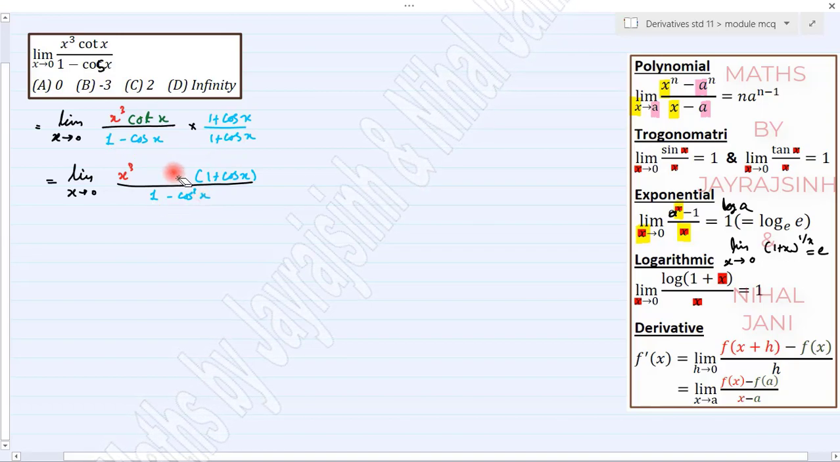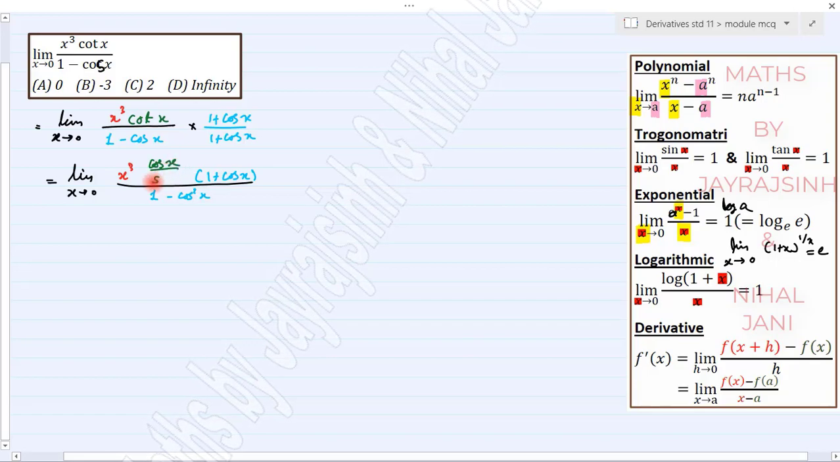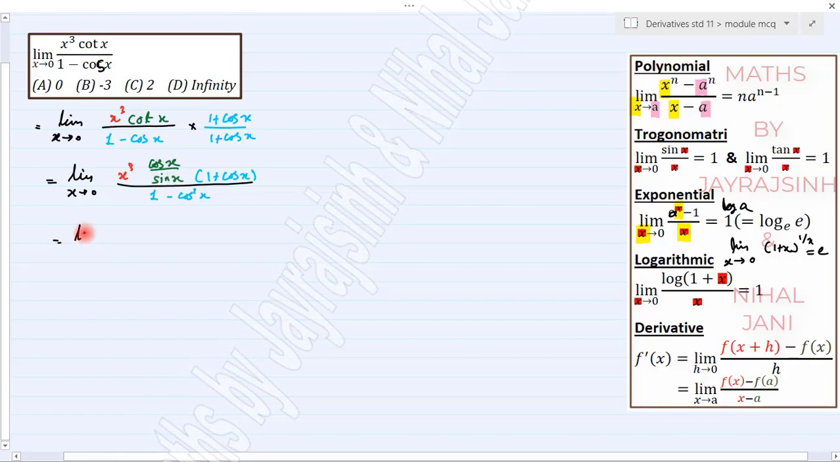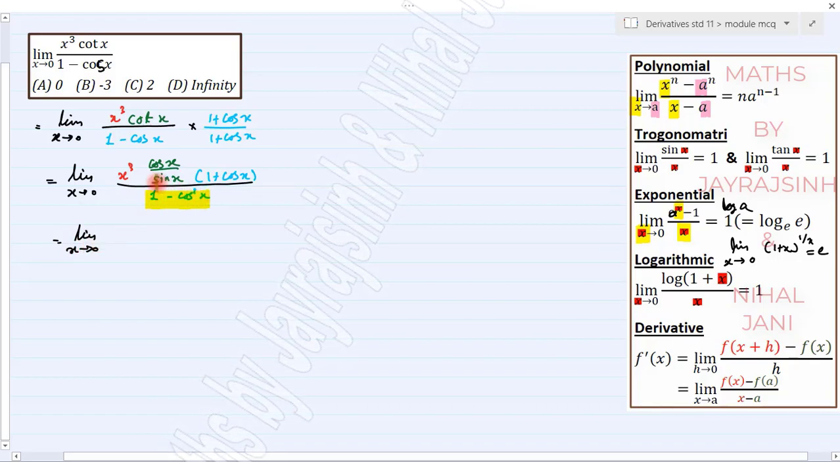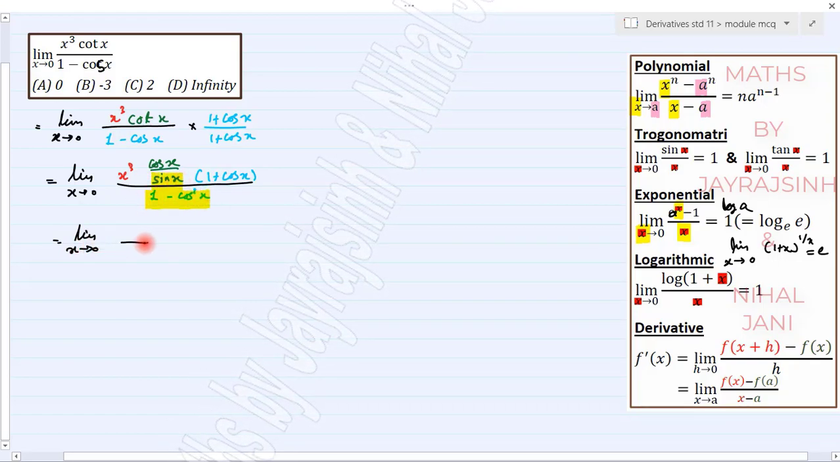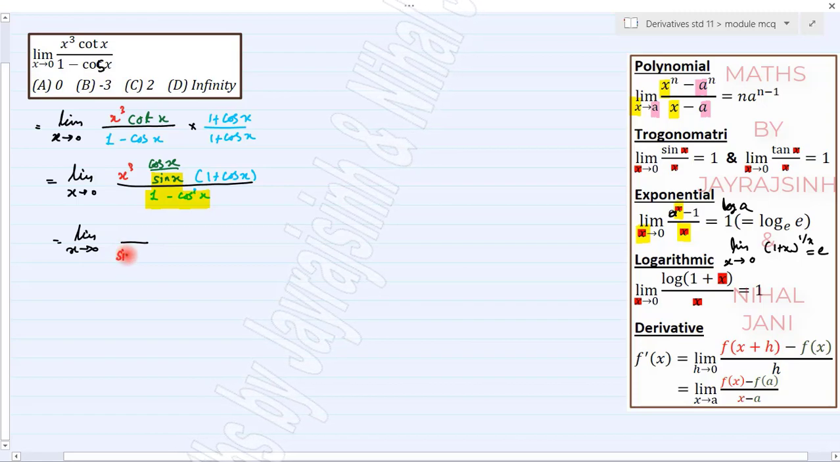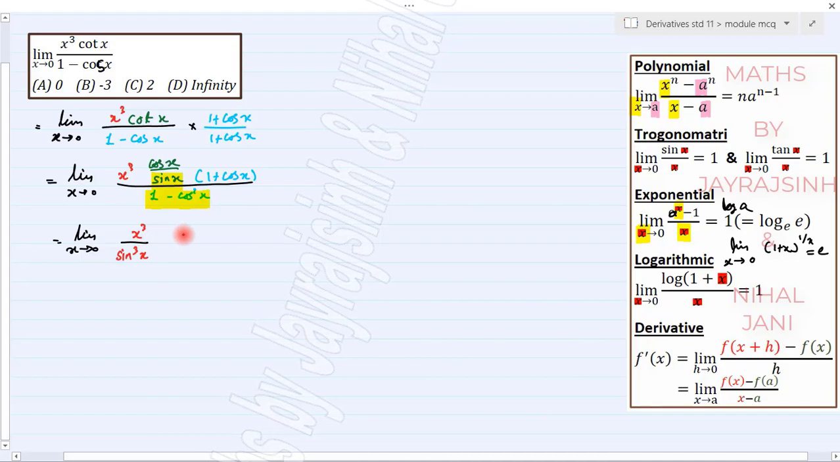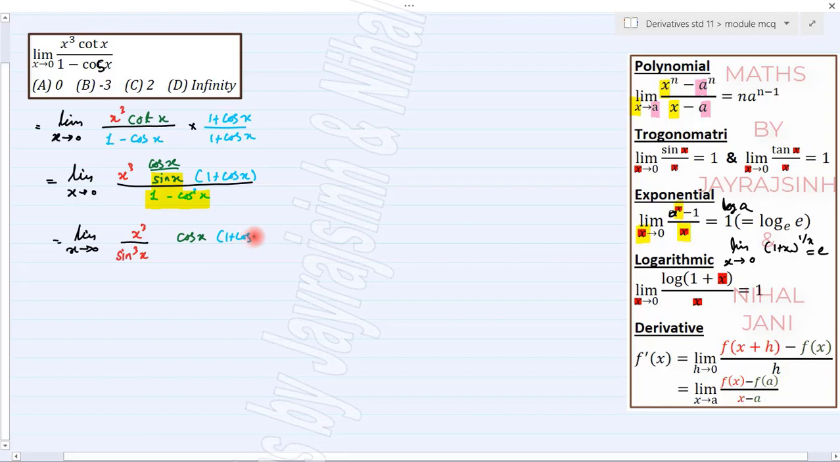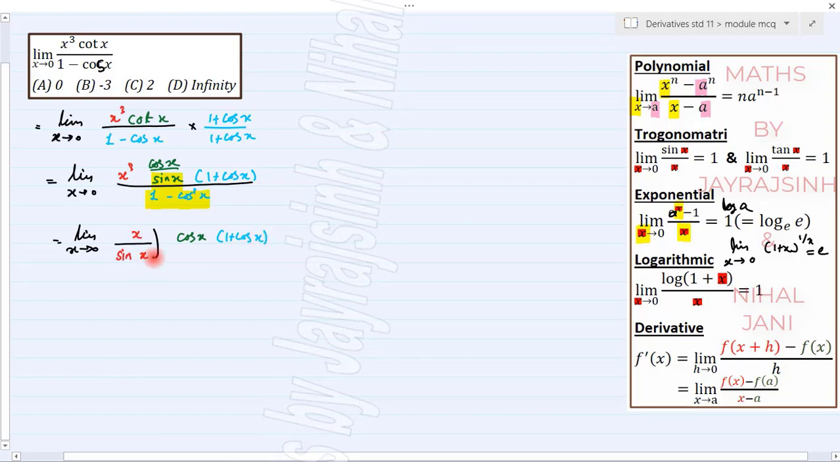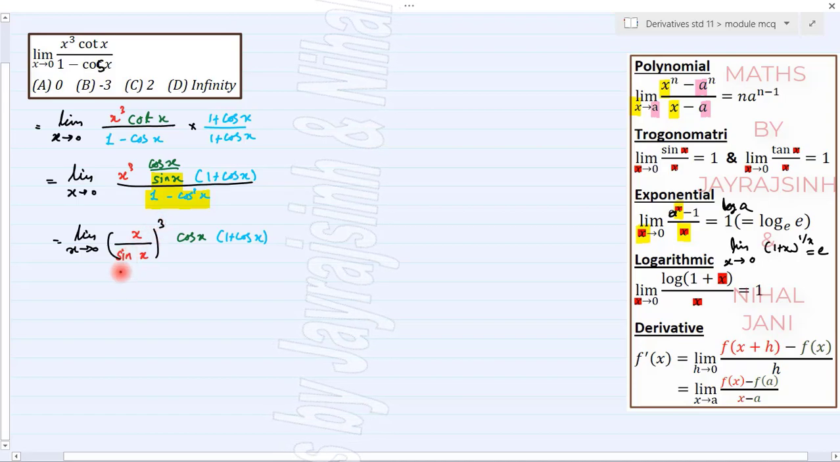And we can convert this cot x into cos x upon sin x. So we can say 1 minus cos square x is sin square x, and this sin x will combinedly become sin cube x. So cos x into 1 plus cos x will remain as it is. Now, if we take this cube common, we will get sin x upon x.